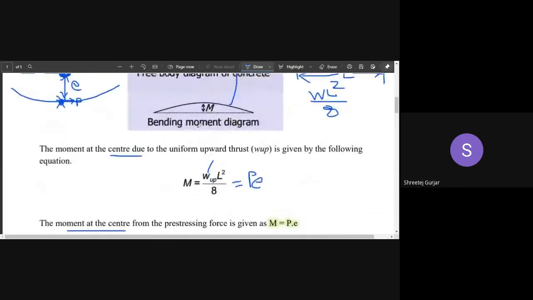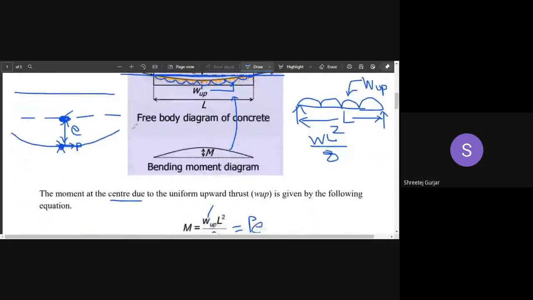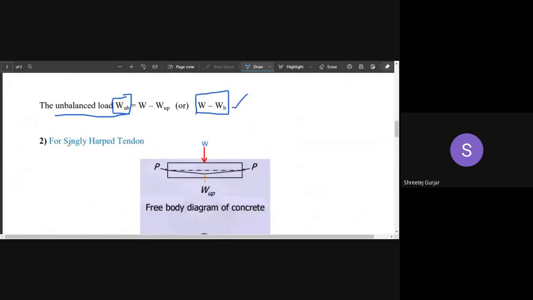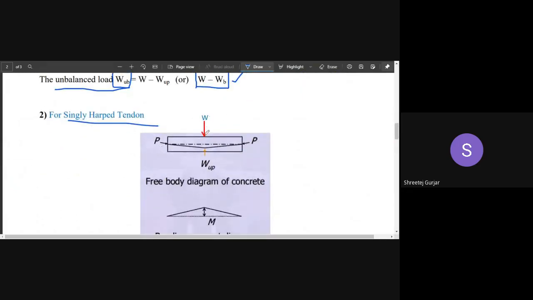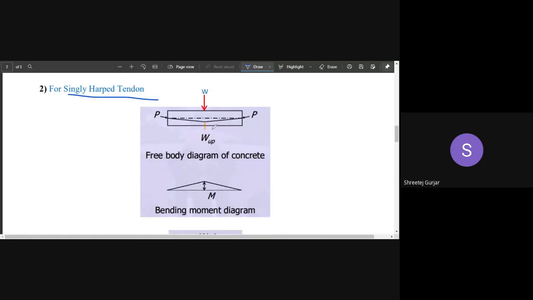Okay, so now this is for your parabolic type of cable. So moving on to singly harped tendon, wherein we have only a single point load acting at the midspan. So we have this WUP which is acting at the center to balance this W which is acting from the top. Right. So this is a bending moment diagram, and similarly we provide a tendon profile which is similar to your bending moment diagram, but it is reversed, it is flipped. So now we need to calculate the value of this WUP.